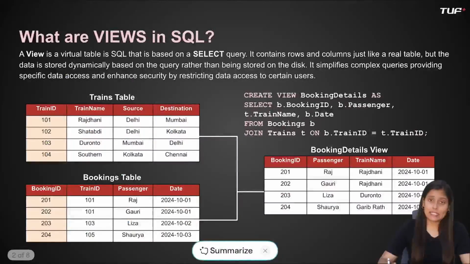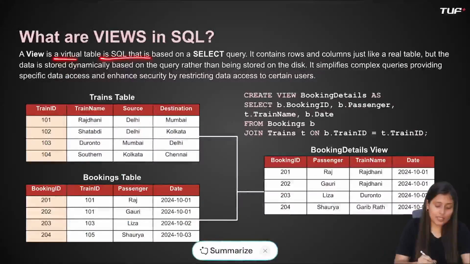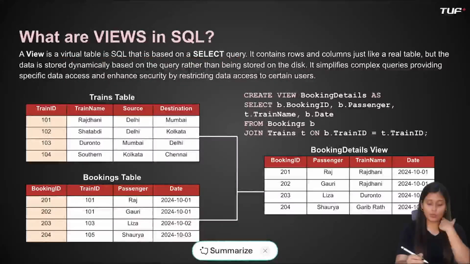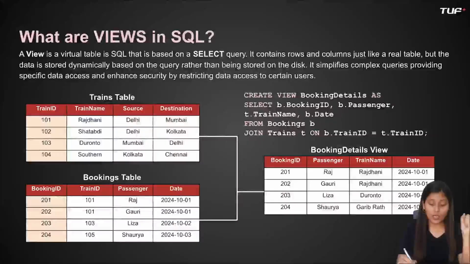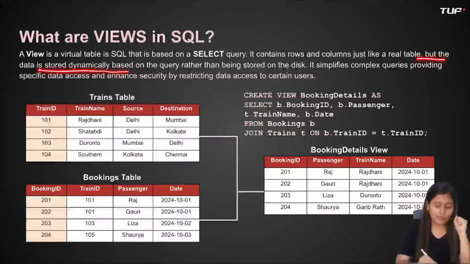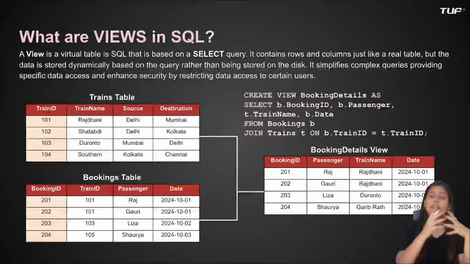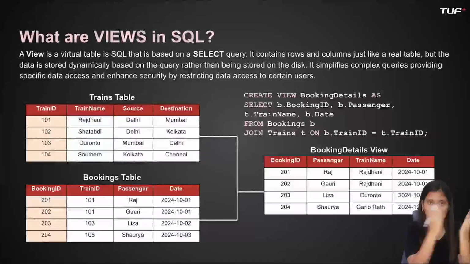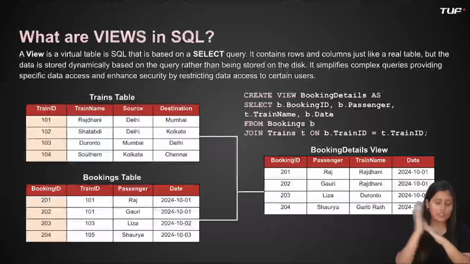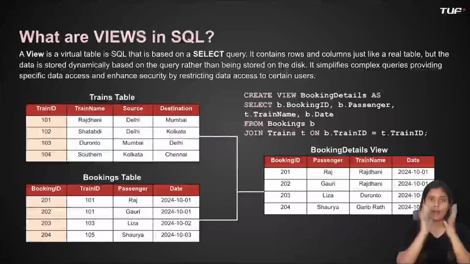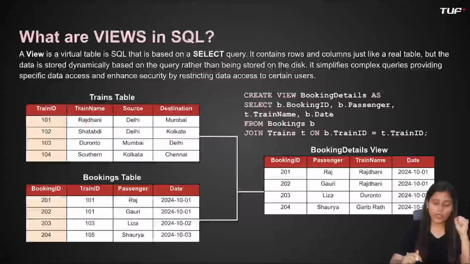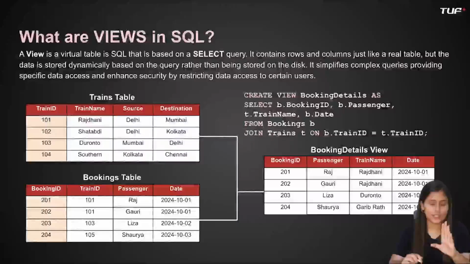So what are views in SQL? A view is a virtual table in SQL that is based on a select query. We get the view based on the select query, and it also contains rows and columns just like a real table, but the data is stored dynamically based on the query rather than being stored on the disk. So when we fetch the view of the table, it is simply a dynamically stored value, not a physically stored value. In a table it is physically stored, but in a view it's dynamically stored just for representation purposes.